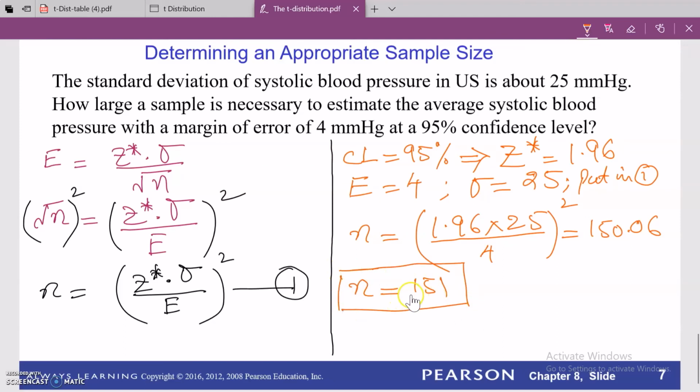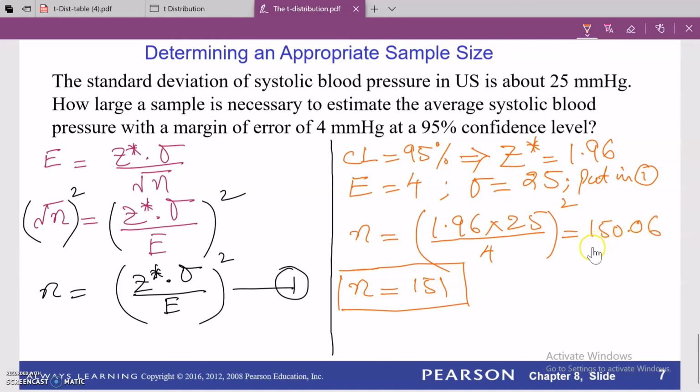If you select 150 members for this particular problem under the given margin of error of 4 mmHg with a 95% confidence level, that would fall just short, so 151 is the minimum number of sample elements required. Keep in mind that you always round up to the next whole number. That's a rule of thumb.